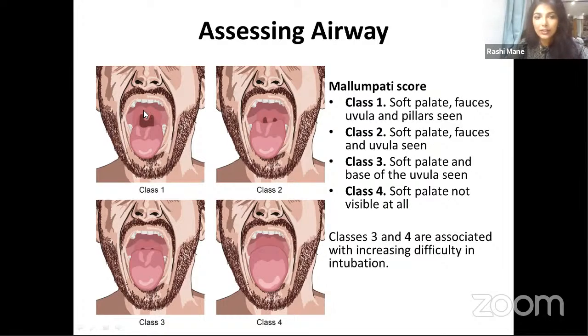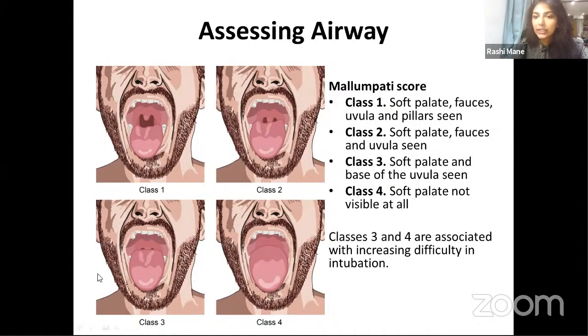You can see everything. So you can see the soft palate, which is right at the back where the uvula is, and the pillars, which are the structures next to the soft palate at the top, where your tonsils sit just behind. In class 2, you can just about see all these structures, but it's limited to just the top part.